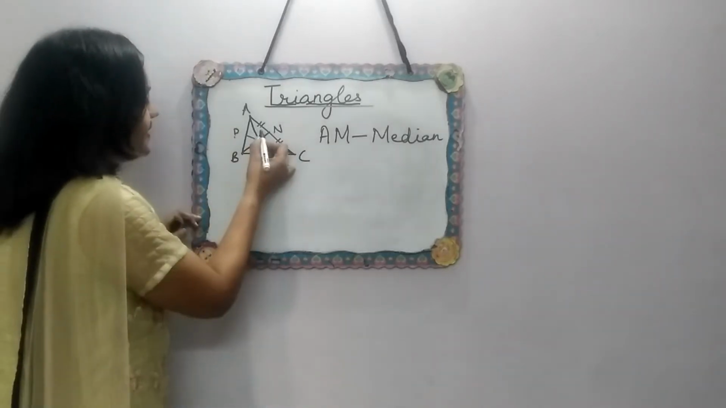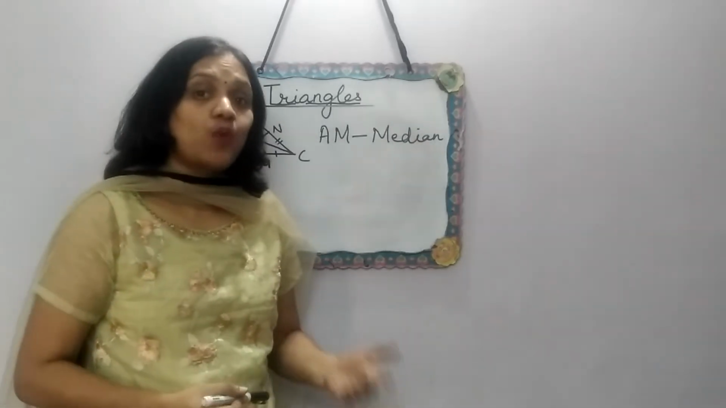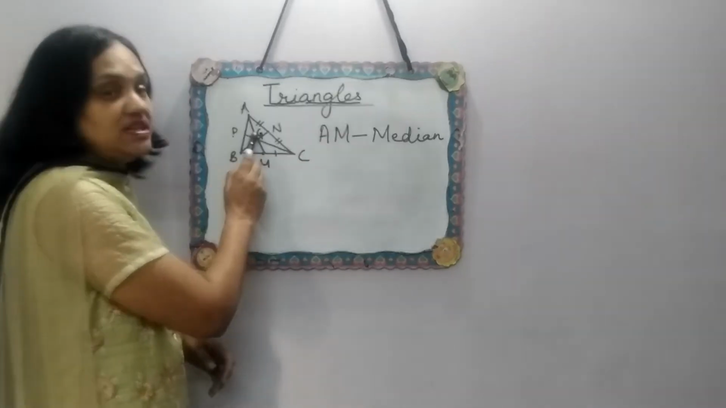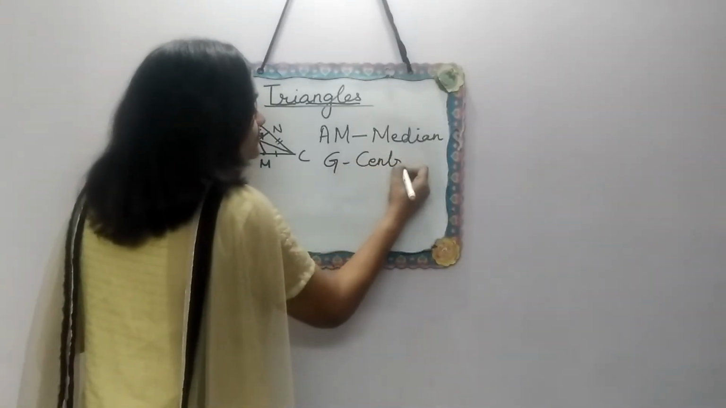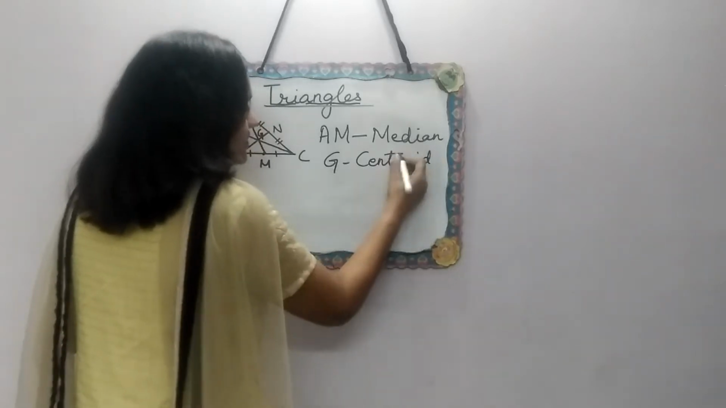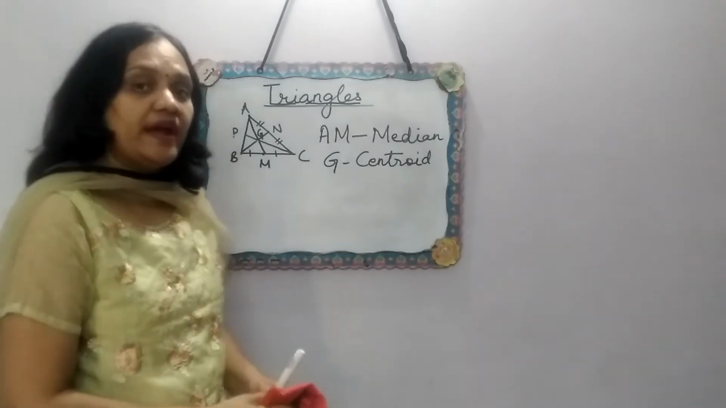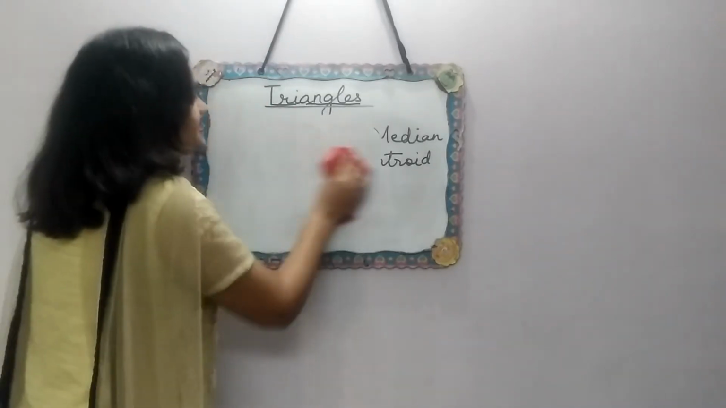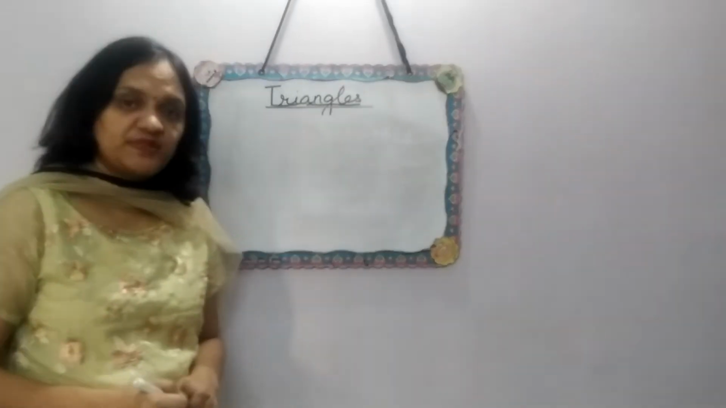Now, all the three medians of the triangle are concurrent. They are meeting at one single point, that is G. And this G is called the centroid of the triangle. So this was about the median of a triangle, where a median is a line segment joining a vertex to the midpoint of the opposite side.